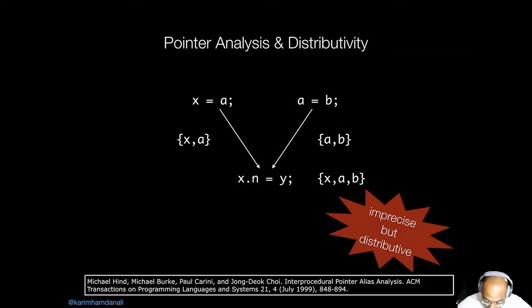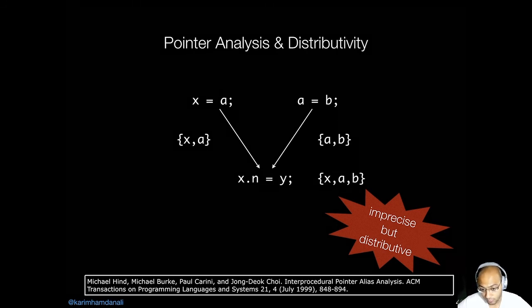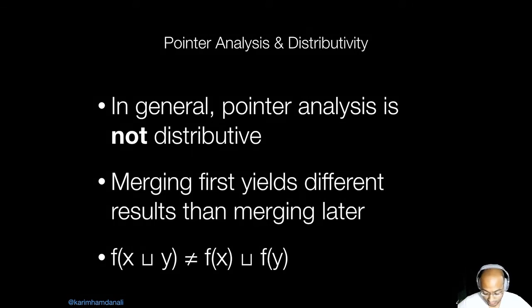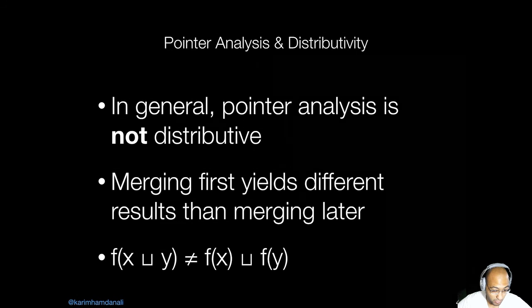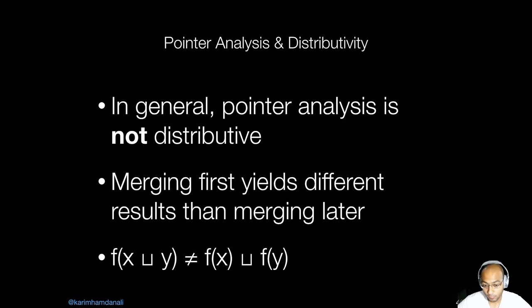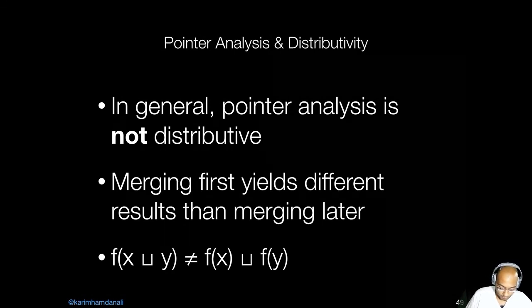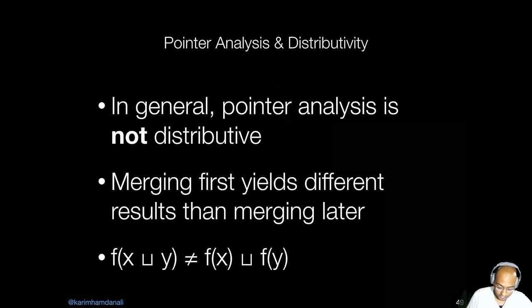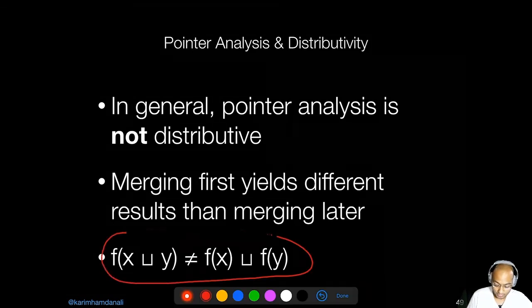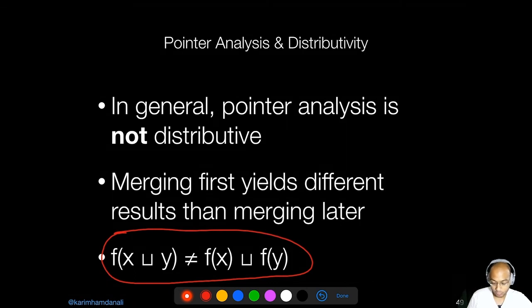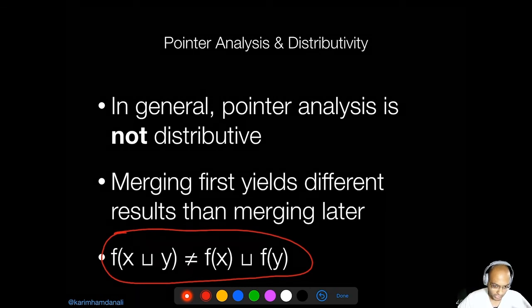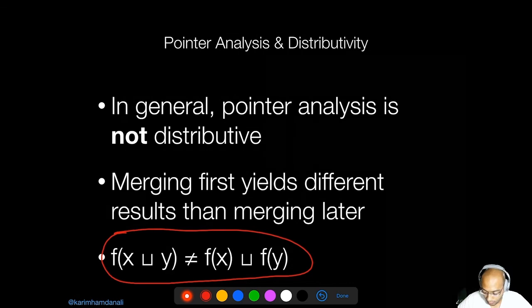But generally speaking, pointer analysis is not a distributive analysis. In the general sense, pointer analysis is not distributive, meaning you cannot define flow functions that are distributive that compute pointer information. And the reason for that is that when you merge first, you're going to get different results than merging later. Generally speaking, applying the function on the merge of x and y, two items in the lattice, is not going to yield the same result as applying the function on each element separately, then finding the merge in the lattice. We're going to get to that also further along in the lecture when we come to IFDS.